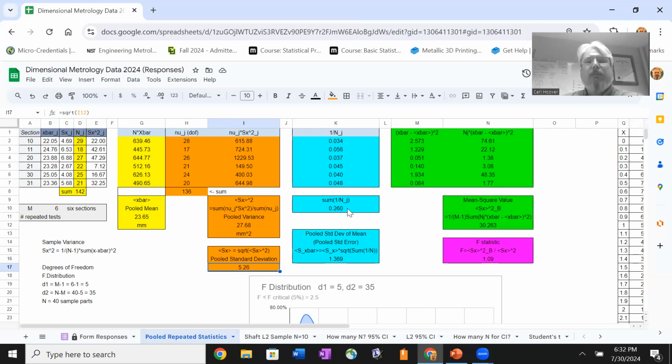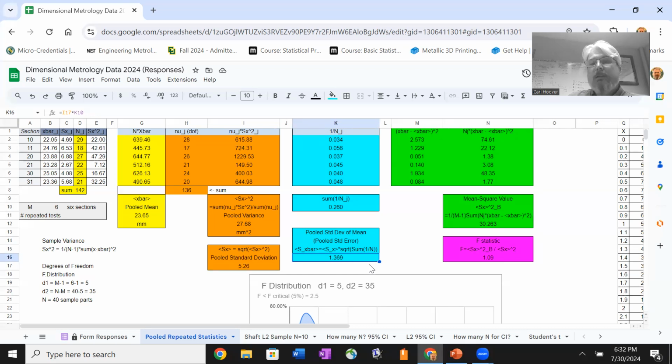To calculate the pooled standard deviation of the means, it's very similar, except we need to compute the ratio 1 over n for each of these, sum that up, and then to compute the pooled standard error, we take the pooled variance and multiply times the square root of the sum of 1 over n, this value. And we get the pooled standard deviation of the means, or the pooled standard error, of 1.369. Okay, so those are pretty simple calculations.